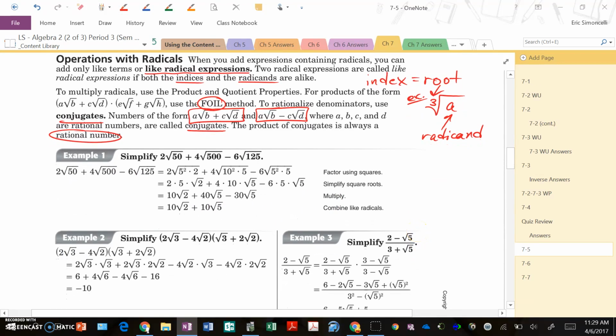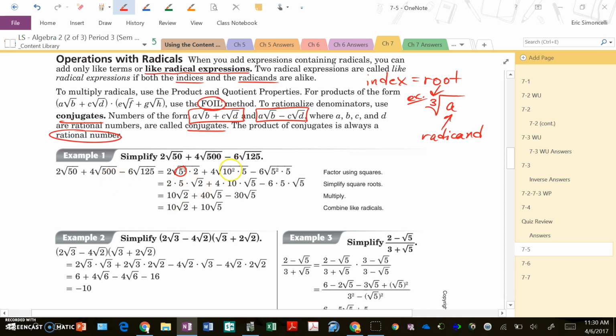Let's continue. Example 1. Simplify 2 root 50 plus 4 root 500 minus 6 root 125. So 2 root 50 simply becomes 2 root 5 squared times 2, because that's 25 times 2. They're not using factor trees, but the product property is pretty nice here in that you can still see we've got a perfect square. We're left with a number under the root. We could pull out the square root of 25 as 5, so you'll do 2 times 5, which is 10 in the next step, or 2. The 2 stays under the root.